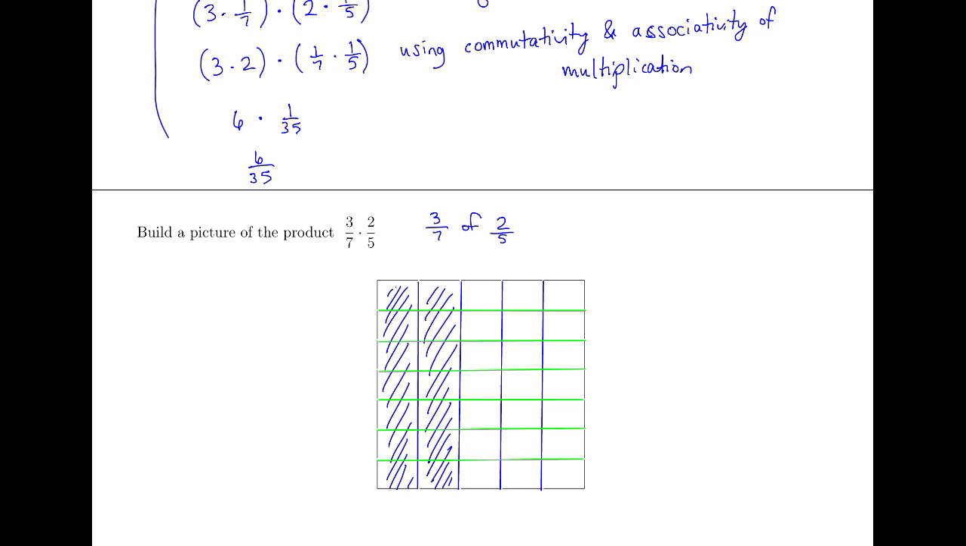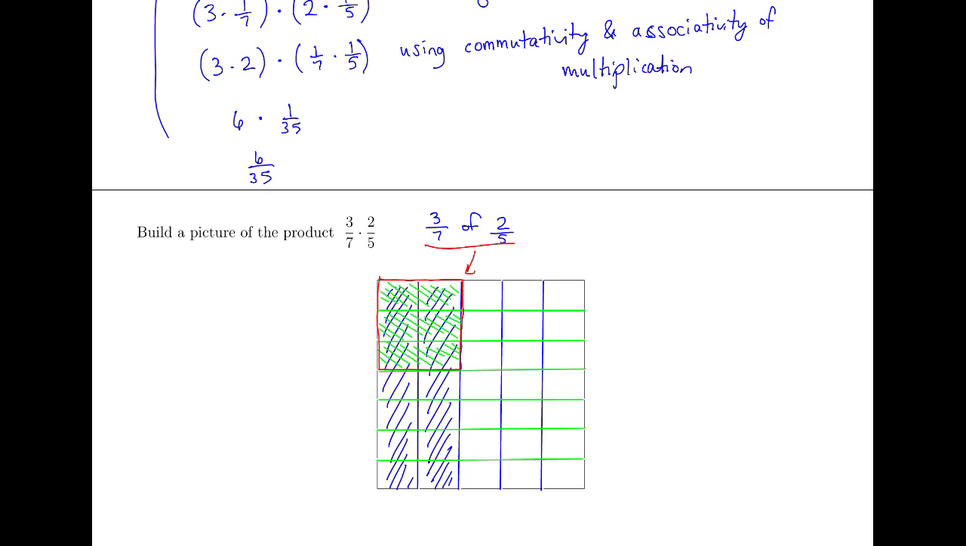Okay, so now I have divided actually the whole square, but it doesn't matter. Looking at the shaded bit, I've divided those into 7 equal pieces, and I can take 3/7: 1, 2, 3/7 of that, and that gives me 3/7 of 2/5 in that little rectangle there. Okay.